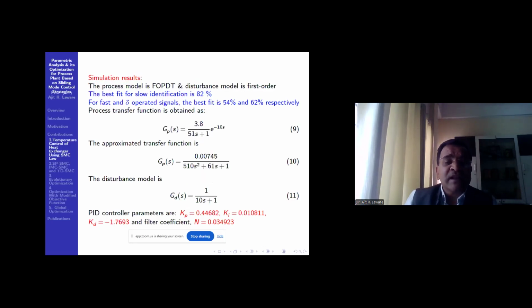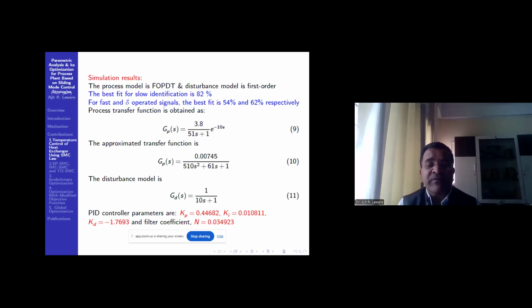So, as I discussed earlier, I have used the system identification toolbox of MATLAB. The best fit for slow identification is 82%, while for the fast and delta operated signals, I am getting 54 and 62% best fit. For the ARMAX model, the best fit is between 70 and 75%.